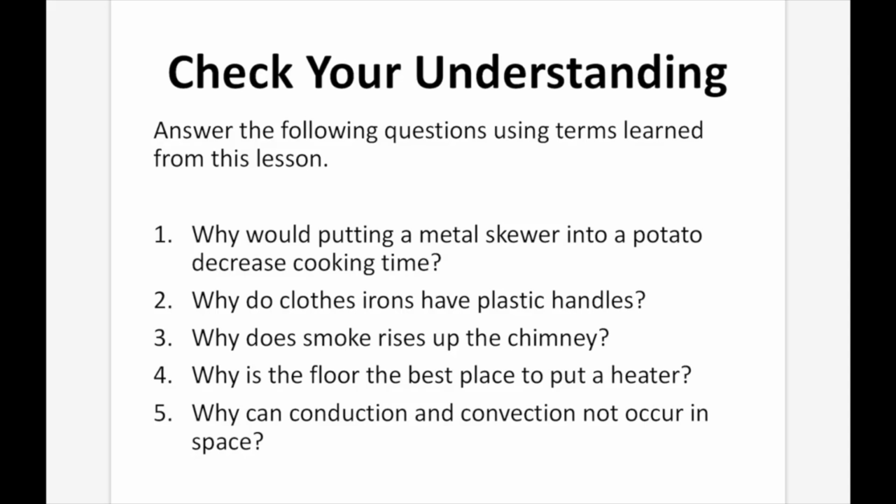Number 1, why would putting a metal skewer into a potato decrease cooking time? So what do I mean by that? Well, there's our potato, and our metal skewer is just a piece of metal that goes into the inside of the potato. Number 2, why do clothes irons have plastic handles? Number 3, why does smoke rise up the chimney? Number 4, why is the floor the best place to put a heater? And number 5, why can conduction and convection not occur in space? So pause the video and answer these 5 questions.